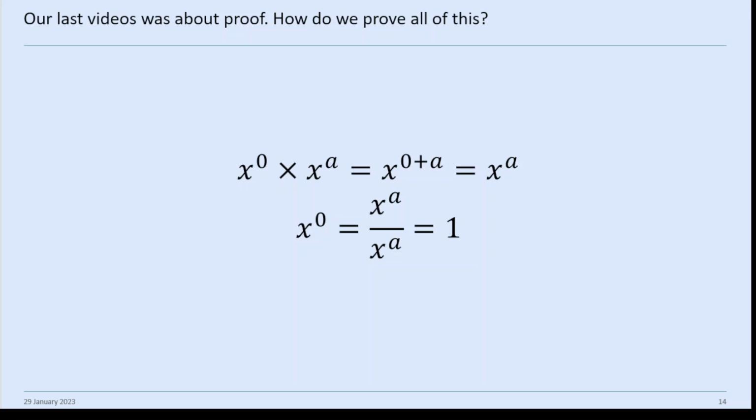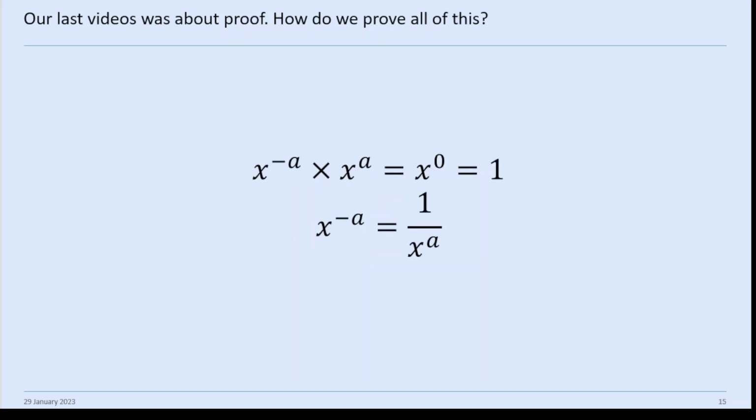x to the naught times x to the a equals x to the naught plus a, using the rule on the previous page, which is just x to the a because naught plus a is a. So if we divide both sides by x to the a, that tells us that x to the naught is x to the a over x to the a, which is just 1. As long as we can divide by x to the a, so that relies on x to the a not being 0, which is why we need x not to be 0. So this only works if x is non-zero, as we said before.